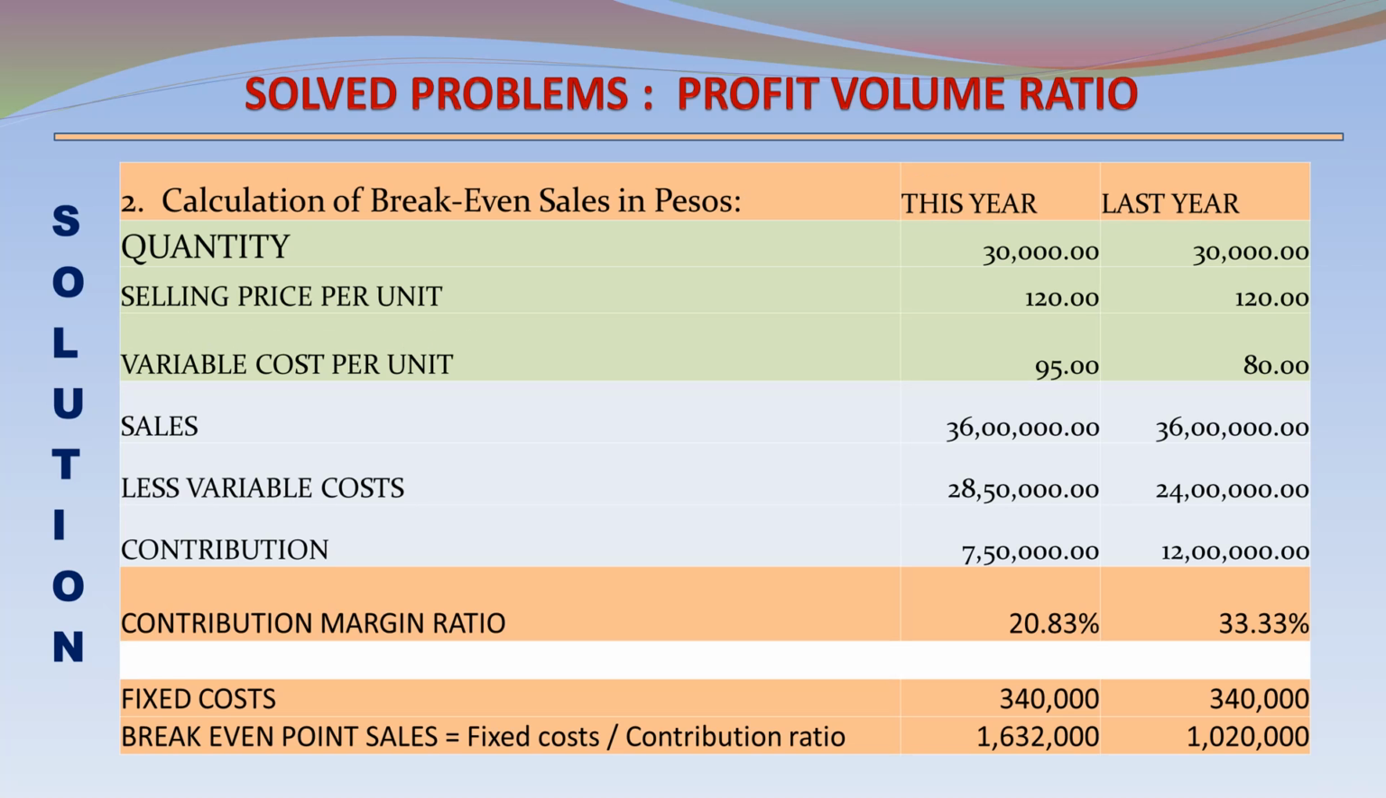2. Calculation of break-even sales in pesos this year and last year. We have calculated contribution margin ratio for this year and last year in the previous presentation. Now, fixed costs 340,000 this year, last year 340,000. Break-even point sales, fixed costs by contribution ratio, that is equal to 1,632,000 pesos this year and last year 1,020,000 pesos.